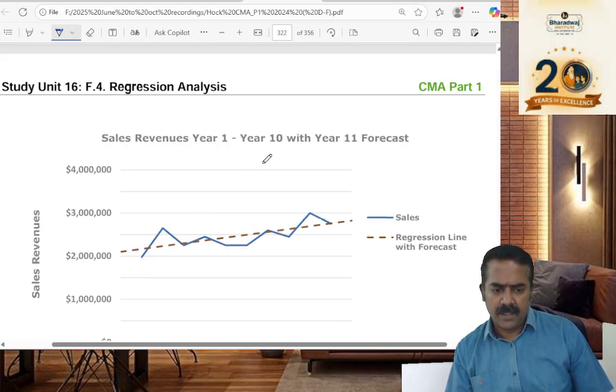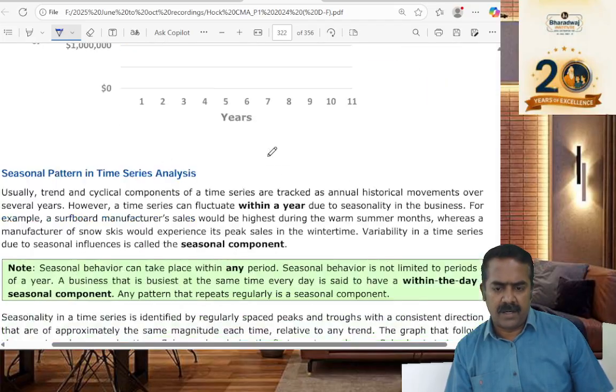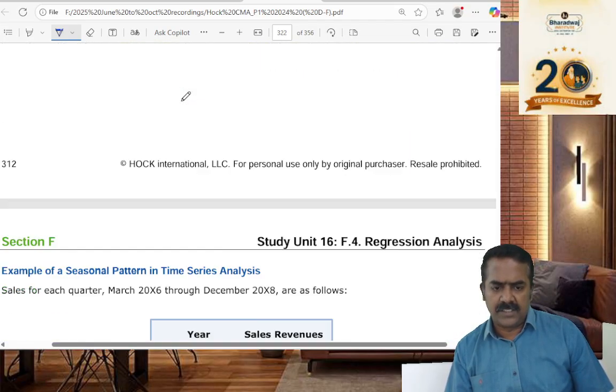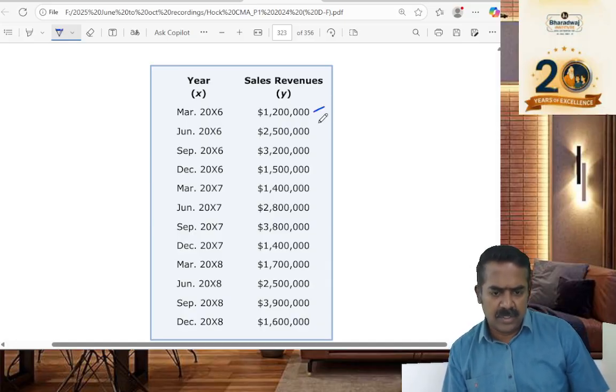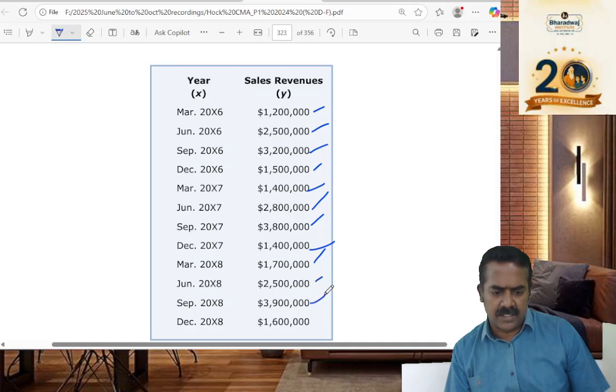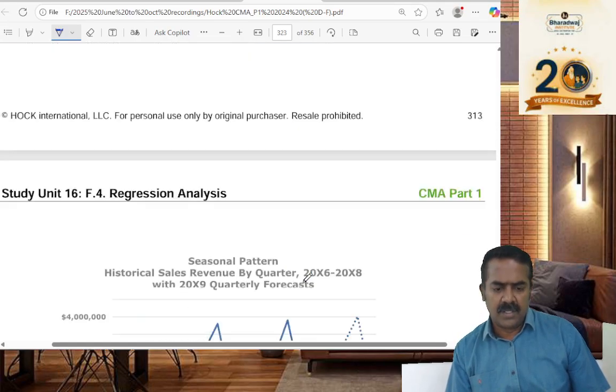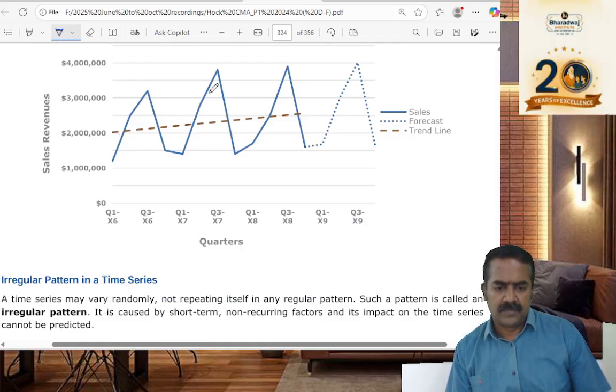You can look at this. This is again a trend pattern, the forecast. Seasonal pattern. For example, you can find March, June, September. In March, the sales is low. In June, the sales is more. Quarter ending September, the sales is high. Again, in December, it comes down. March increases, it comes down, increases to the peak, then comes down. When you fit a line, it will be like this. But overall, there is a growth.